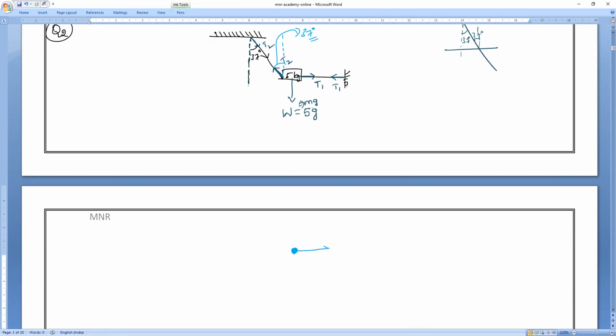The force which is acting on the plus x axis, what is that? Tension. Let us consider it as T1. Am I right or wrong? And one weight, the weight is acting in the downward direction. How much is it? 5g. But another tension, which is actually the resultant force, is not along the x-axis or y-axis. That is T2. In what direction is it? Resultant force.